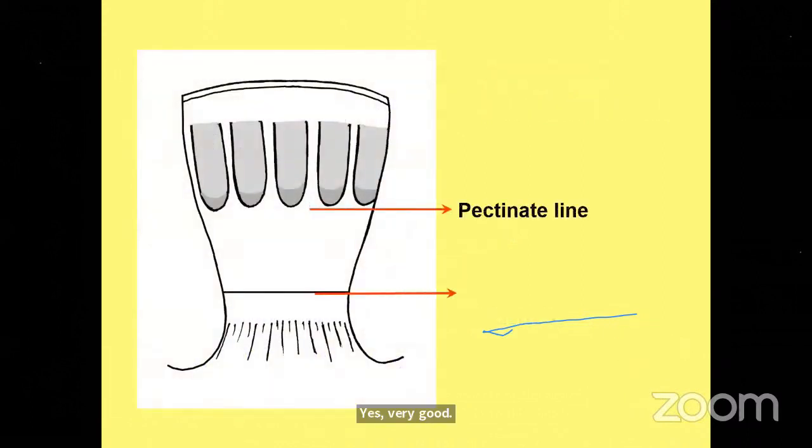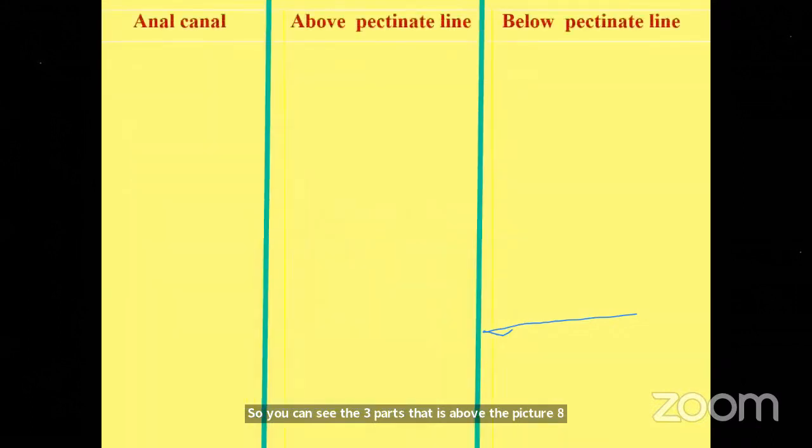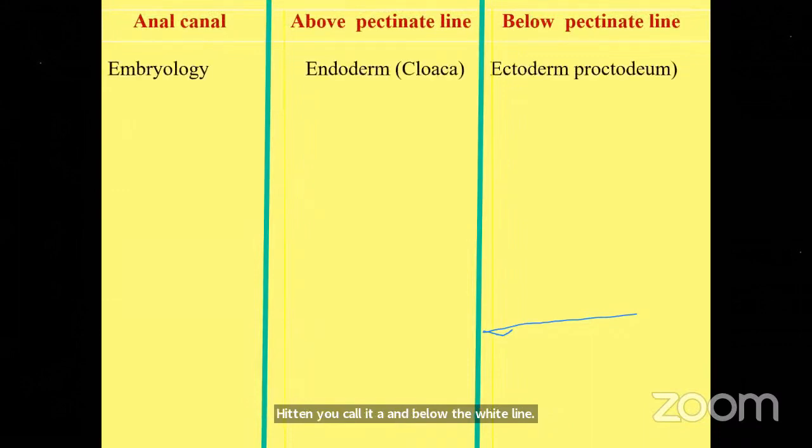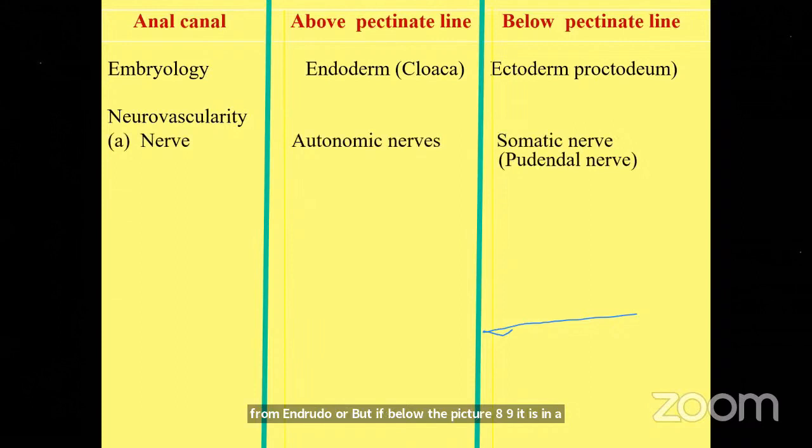So this is actually the pectinate line, and one more line is there in the anal canal, that is the white line of Hilton. So you can say the three parts, that is above the pectinate line, between the pectinate line and white line of Hilton, you call it as pecten, and below the white line. So let's see what are the features which you can get. Embryologically, above the pectinate line, it is derived from endoderm or cloaca, whereas below the pectinate line, it is an ectodermal derivative, proctodeum.